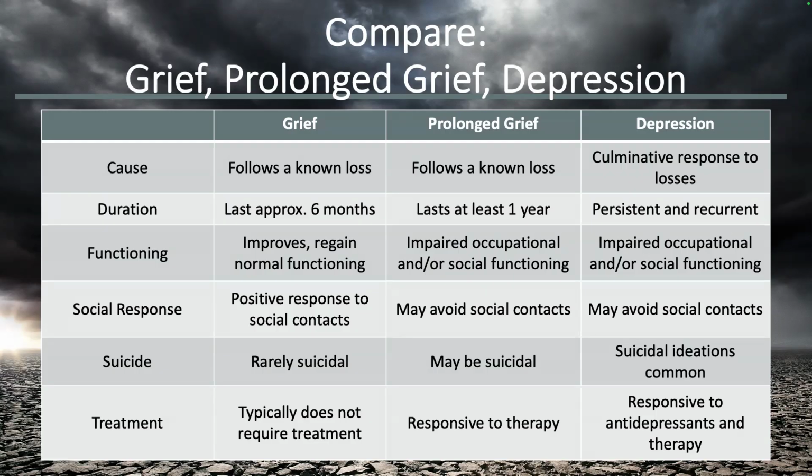Grief is a shorter duration, generally 6 months to a year. Prolonged grief, at least a year. Depression is recurrent. Grief, you improve and regain normal functioning. Prolonged grief and depression, impaired functioning.